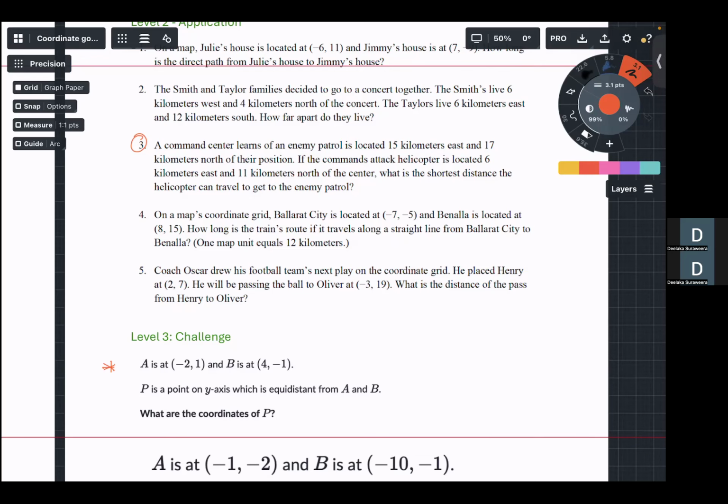Do question 3 first. The level 3 challenge is quite hard. Level 3 challenge is not just asking for the distance between A and B.